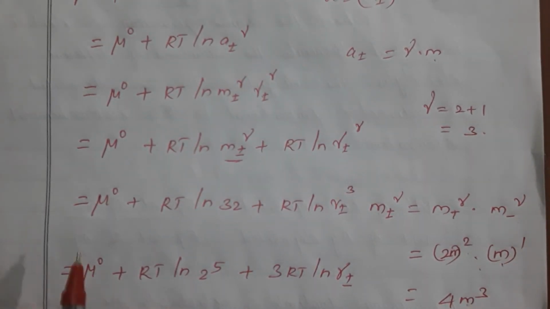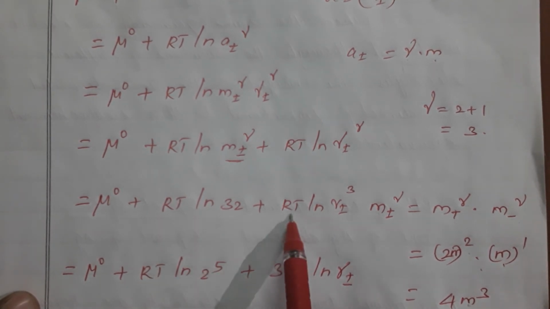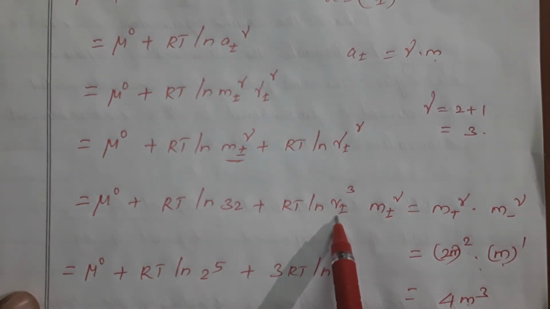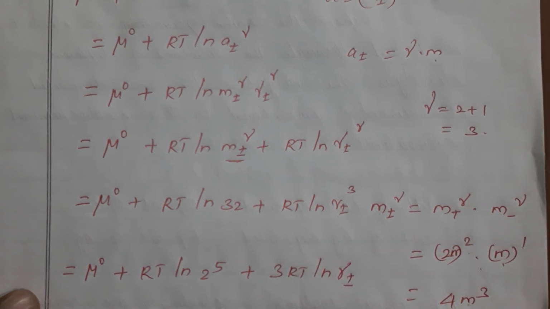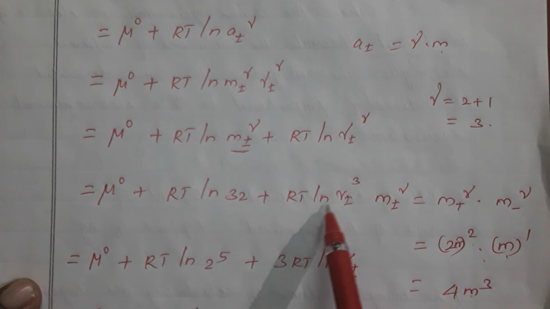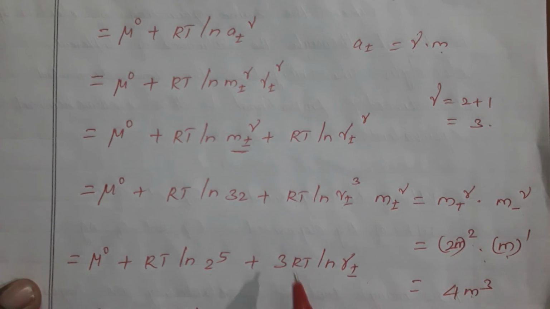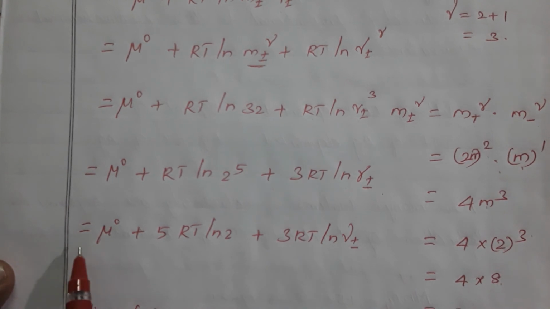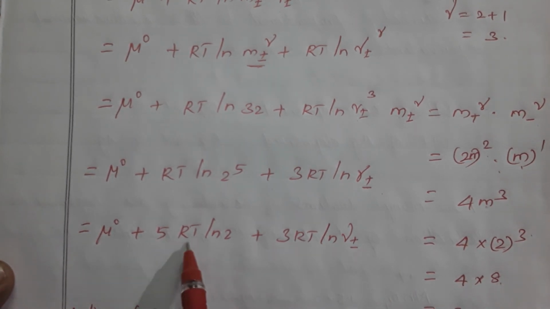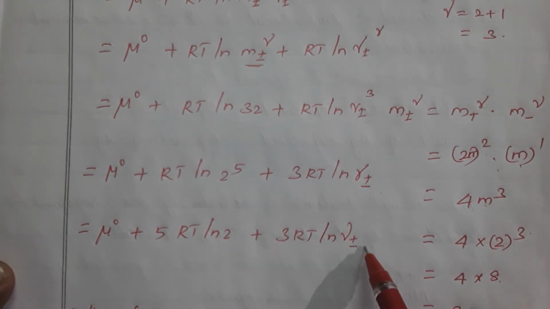Now substituting the 32 value: standard chemical potential plus RT ln of 32 plus RT ln of the activity coefficient power 3. Now mu naught plus RT ln 32, we can write 32 as 2 power 5, plus, you can write log of x power a as x log a. So that is why 3 RT ln activity coefficient. Finally, mu naught plus 5 RT ln 2 plus 3 RT ln activity coefficient.